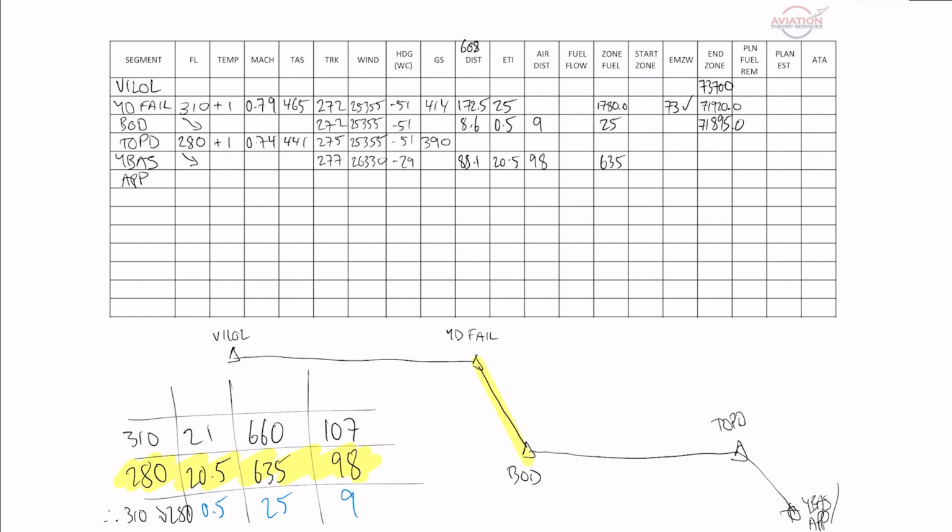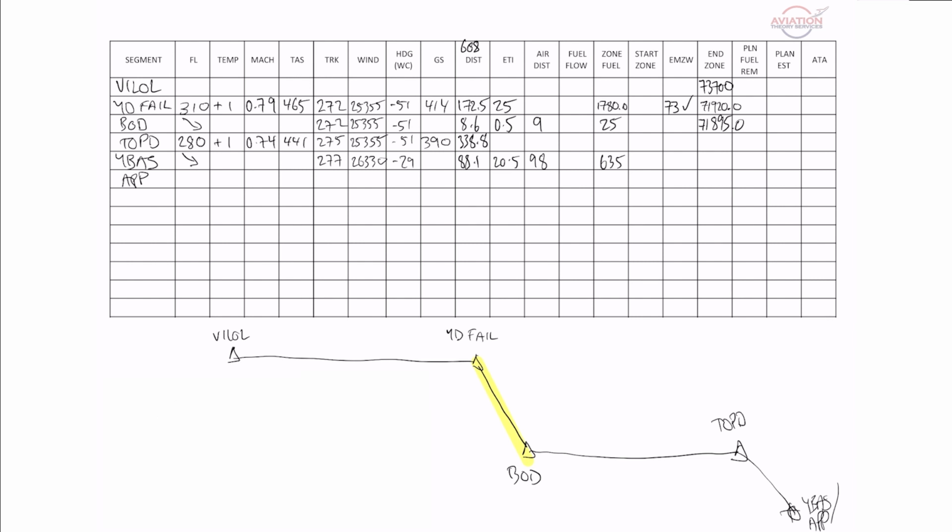Now the total distance being 608, of which 172.5 is cruise to the yaw damper failure point, 8.6 is the descent down to 280, and 88.1 is descent into Alice Springs. The remainder will be the cruise distance from bottom of descent to top of descent for Alice Springs. That's 338.8 nautical miles.